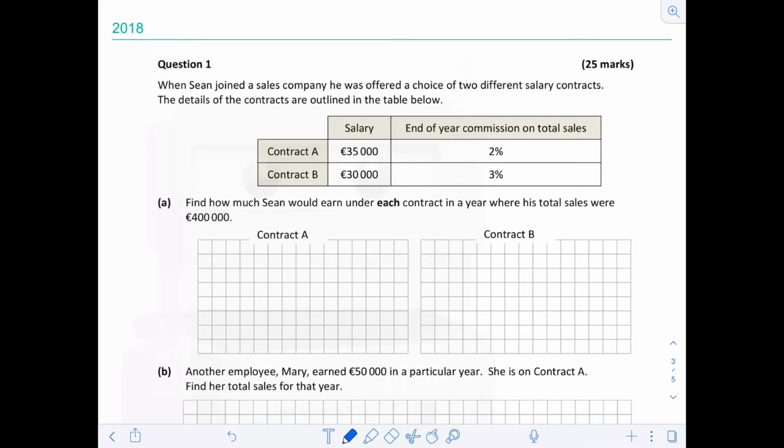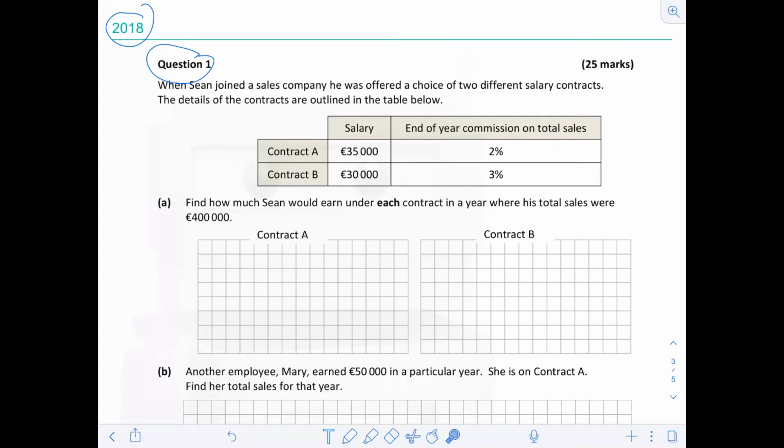Okay, the next question is 2018 question one. And this is going to be one of those common sense types of questions. So we just need to be able to think about it. And if we think about it in a way that's good, we should be able to answer the question. There's kind of no systematic approach to answering these. So let's read through it.